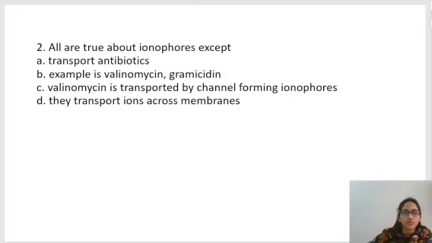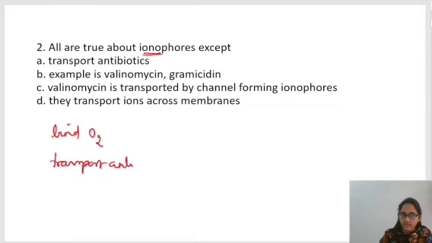Now, all are true about ionophores except. What are ionophores actually? Ionophores are substances that reversibly bind the ions. So they bind ions and they transport the ions across the membranes. Okay, and they are used for transporting antibiotics. So mainly what are these ionophores? These ionophores can be antibiotics, right?